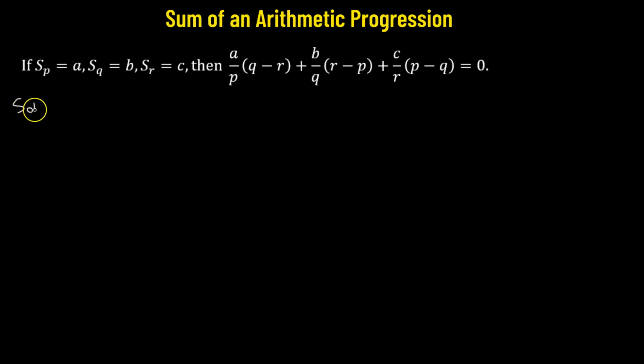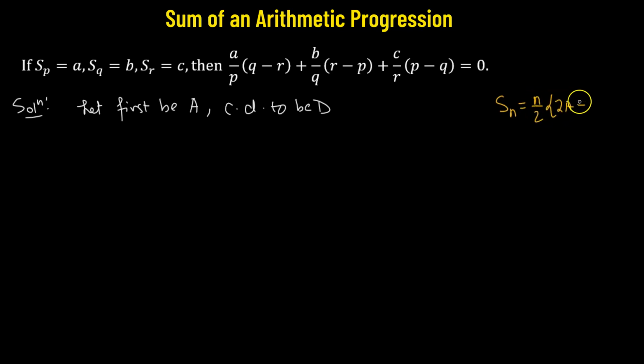So let's begin. We'll first consider the first term to be represented by the letter A in uppercase, and since it's an arithmetic progression, we'll also consider the common difference to be represented by the letter D in uppercase. Now we know that the sum up to the nth term of a given arithmetic progression is given by n over 2 multiplied by 2A plus n minus 1 times the common difference D. So using this, we will now express our sum up to the pth term.